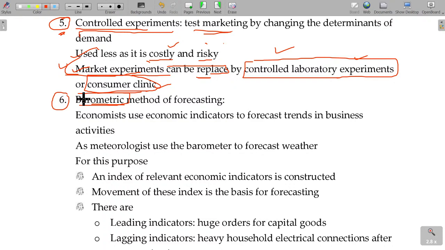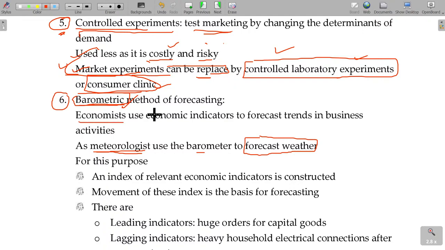Barometric is nothing but a measurement. Where are we using the barometer? A meteorologist uses a barometer to forecast weather, right? Weather forecast is done by what? Barometer, isn't it? Thermometer is for what? Heat. Do you have a fever or not? Again, we depend on the thermometer. Similarly, to forecast whether the rain will come or not, we need to have the barometer. The person who measures that is called a meteorologist. So, a meteorologist uses the barometer to forecast the weather.